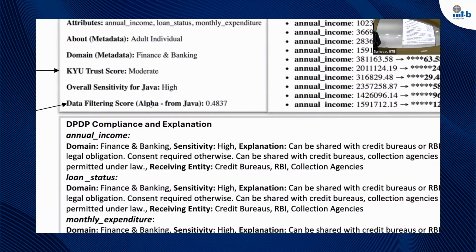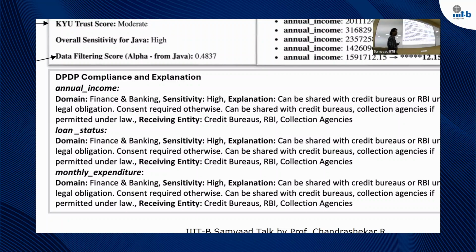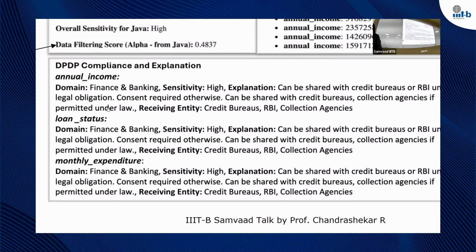And one additional element we have tried to add is some amount of explanation. So what we did was we took the data and mapped it to the DPDP law, and that document is publicly available. So we said these are the attributes that somebody is asking for, now what is your stand on this? It sees that there is annual income, and this is the guideline that it gives. This is finance and banking, sensitivity is high and it can be shared with credit bureaus or RBI, etc. All of this is coming from the regulation. So if somebody is questioning why you are not giving this, some amount of explanation is possible. That is incorporated into the overall system.